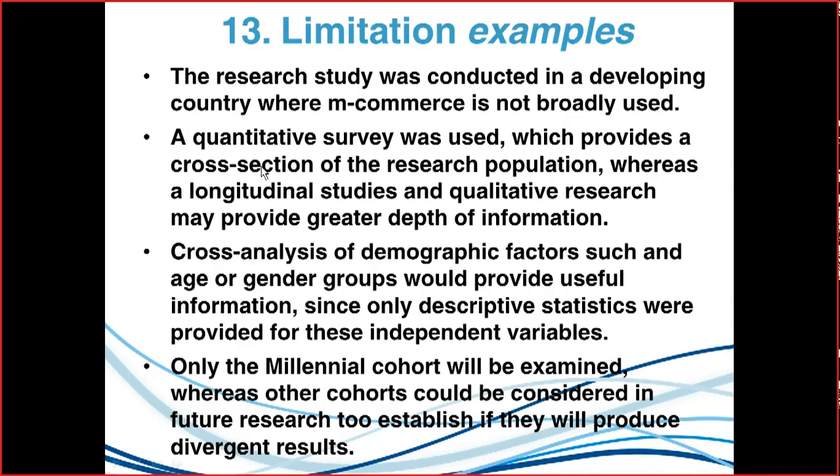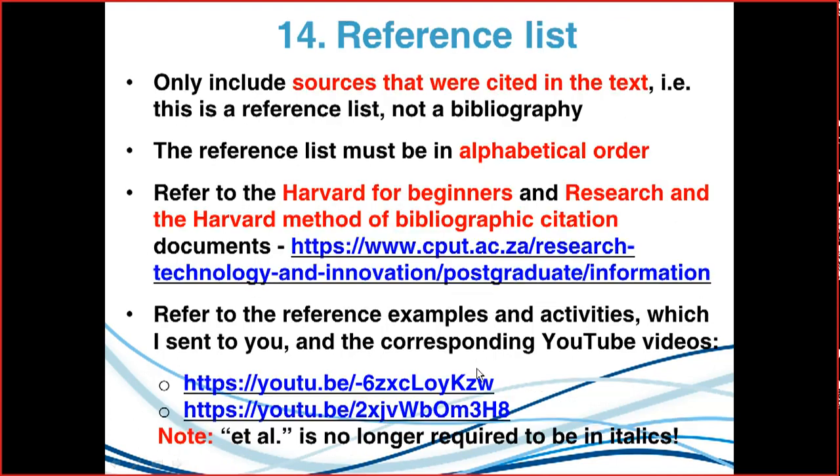And here I give you examples. The research study was conducted in a developing country where MCOMIS is not broadly used. A quantitative study was used, taking a cross-section of the research, but longitudinal studies could provide greater depth of information, as could qualitative. Cross-analysis of demographic variables was conducted, but other variables could be considered. Only the millennial cohort was examined, whereas others could be considered. These are examples from the example that I've given you.